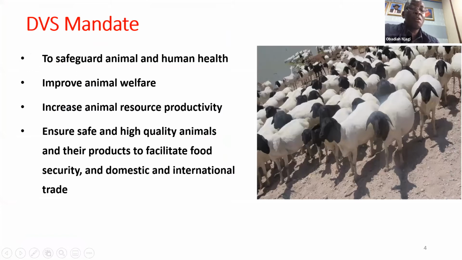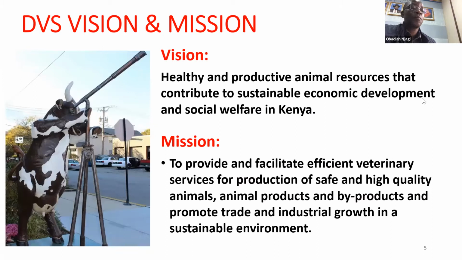Right. So our mandate is clear and is well embedded in the law and all the instruments that govern our service. It's basically to safeguard animal and human health, to improve animal welfare, to increase animal resource productivity, and of course to ensure safe and quality animals and animal products for food security and trade. Next slide, please. Our vision and mission as a veterinary service can be read clearly. And if you move me to the next slide, I will be presenting the legal framework.